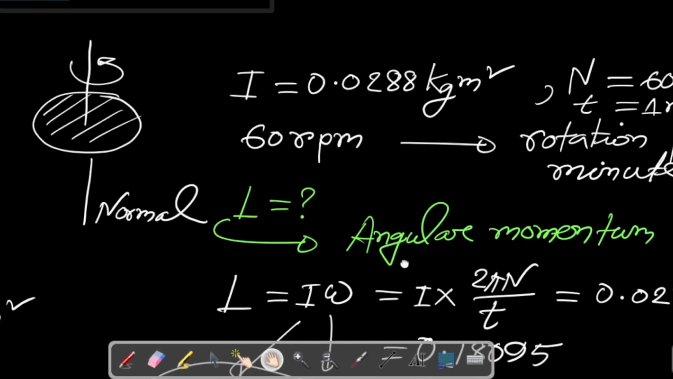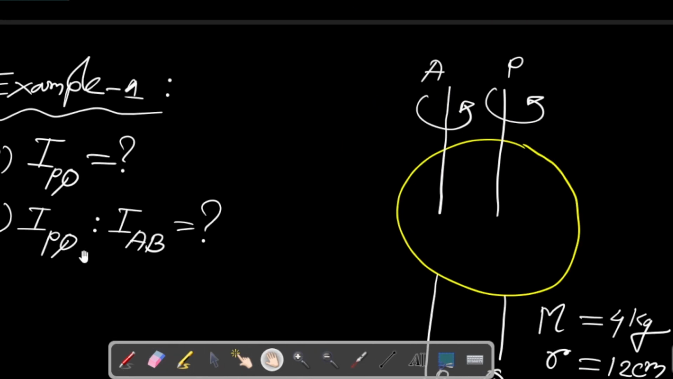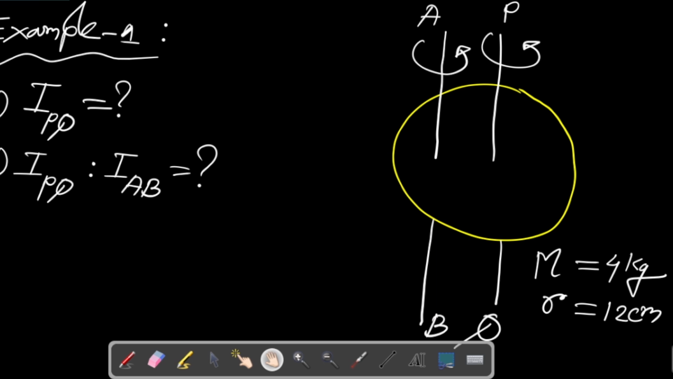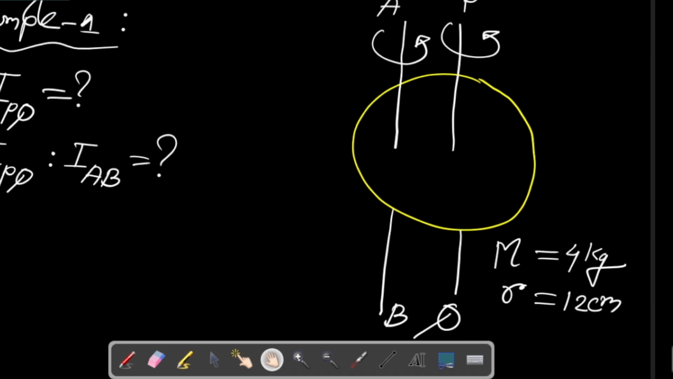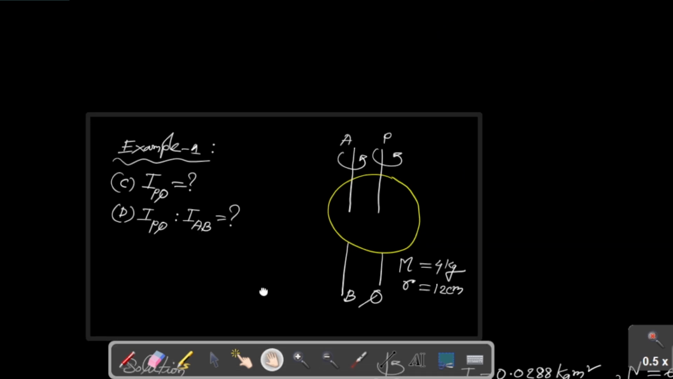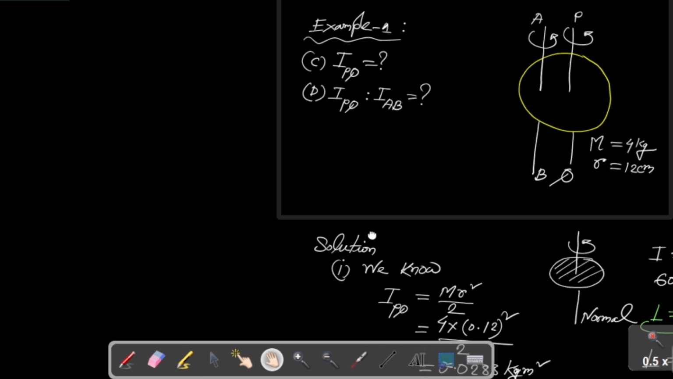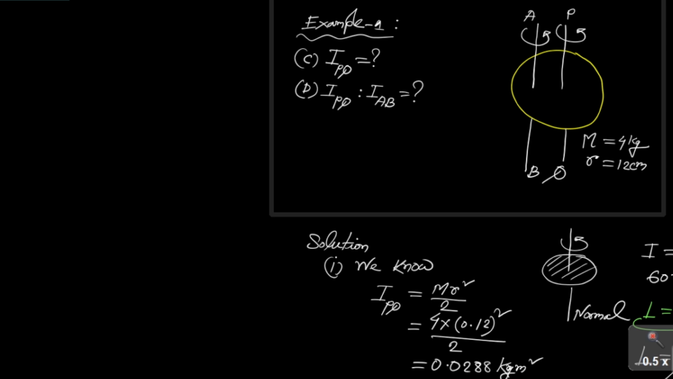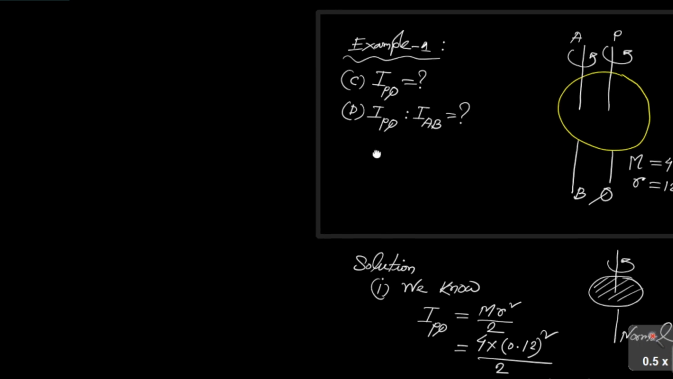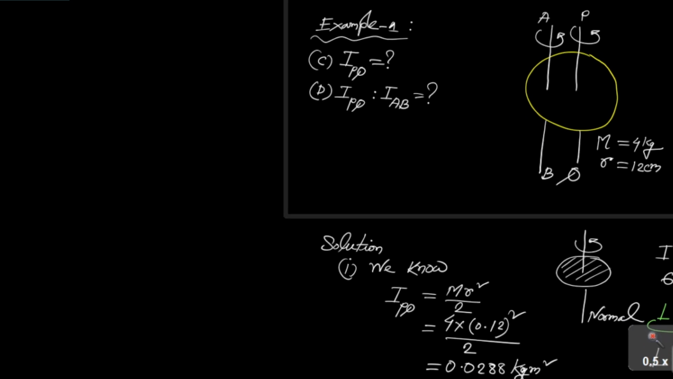Okay, actually our problem is this: I PQ is equal to what? My dear students, try to understand. Our other problem is this ratio between the moment of inertia with respect to the PQ axis and the moment of inertia with respect to the AB axis. So we already found the moment of inertia about the PQ axis. Now we solve question D. Question D will be solved this way.